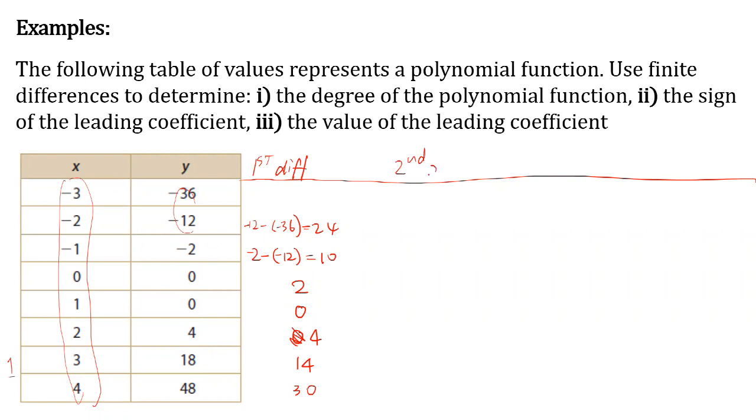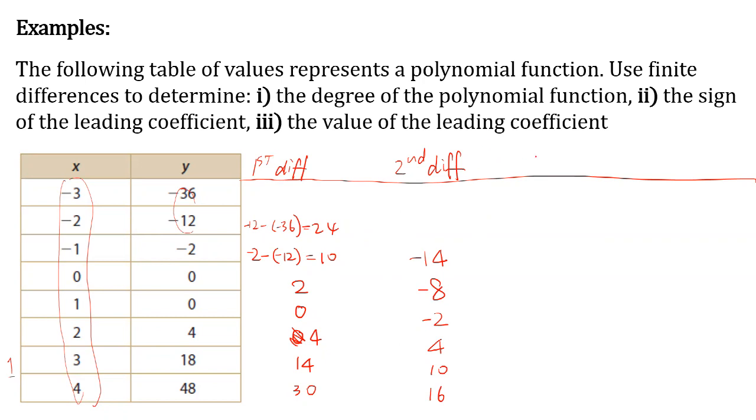Now we can calculate the second difference based on the first difference. Second difference: first we have minus 10 minus minus 24, which is 14. Next we have minus 2 minus minus 10, which is 8. Next, 0 minus minus 2 is 2. And then next, 4 minus 0 is 4. 14 minus 4 is 10. And 30 minus 14 is 16, right?